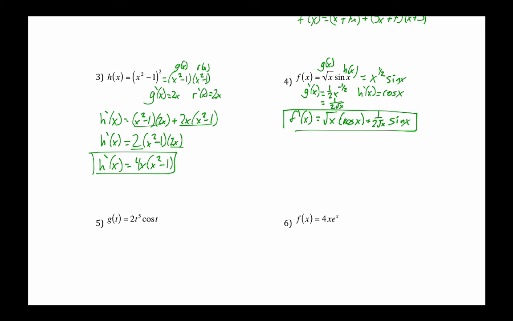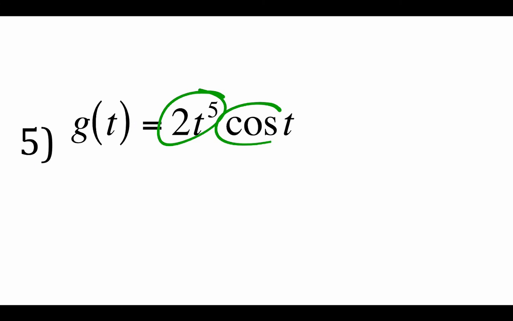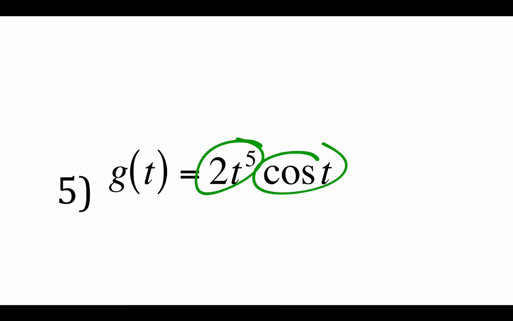Couple more here, wrapping these up. Again, identifying separate pieces here. So this is going to be one piece, this is going to be another. Let's see, we called this one g, so let's do f of t. Oops, sorry, that's f of x.